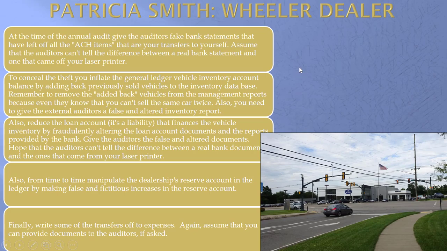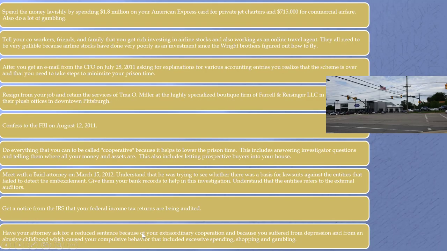So what we have to do is, when we have stolen $10.3 million along the way, we actually have to conceal the fraud. And she did this in a number of ways. Gave the auditors fake bank statements, inflated the vehicle inventory account, omitted some liabilities, and wrote some of the transfers off to flat out expenses. So we will see that she had a huge appetite for spending money.